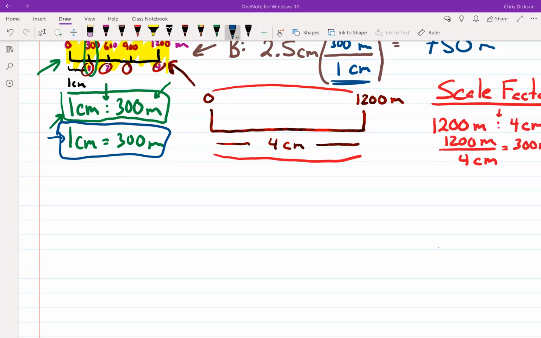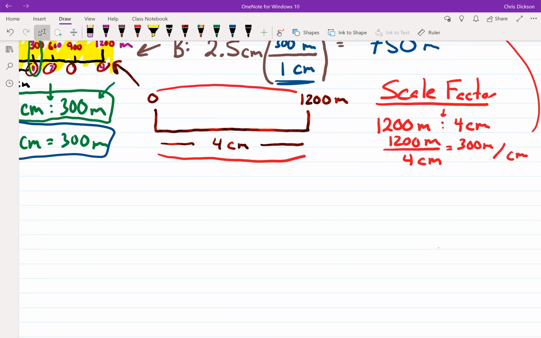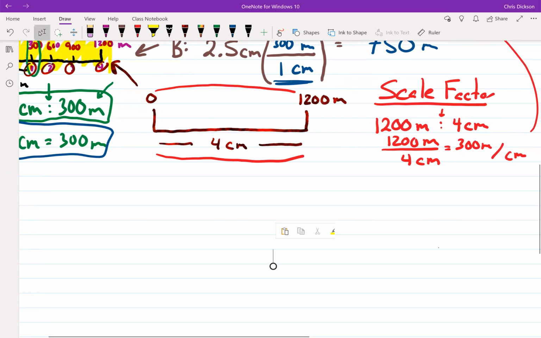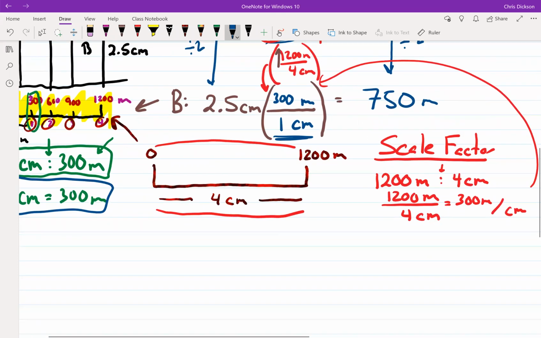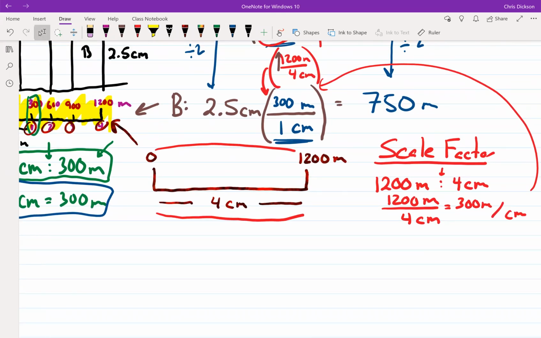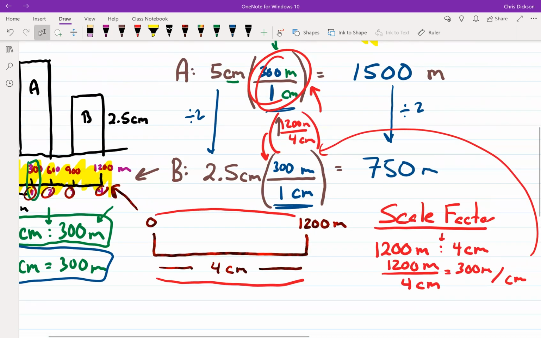Okay, so we were here. And what I was going to say was the ratio. You don't necessarily have to reduce this ratio. You could just multiply through by 1,200 over 4, and you actually would get the same answers.